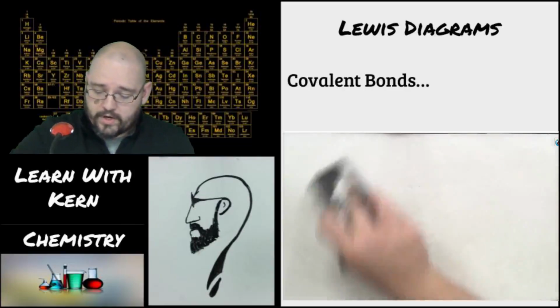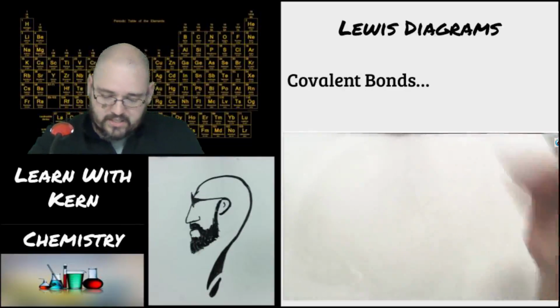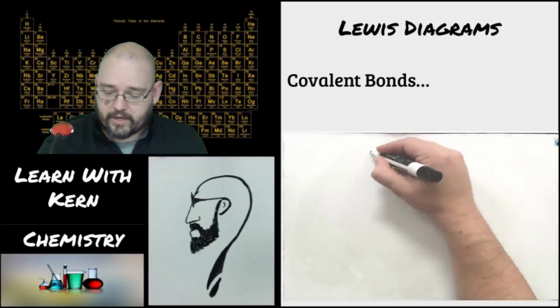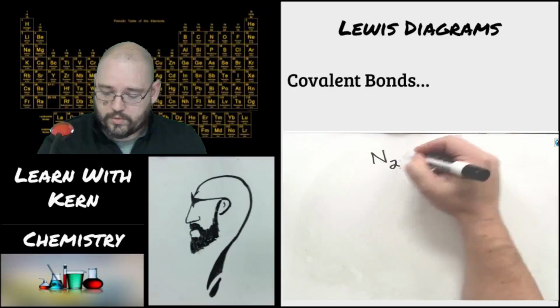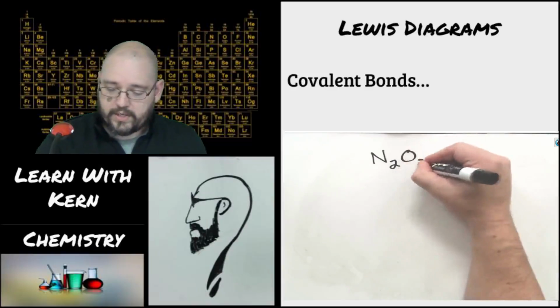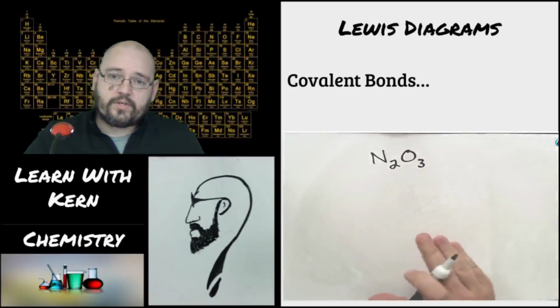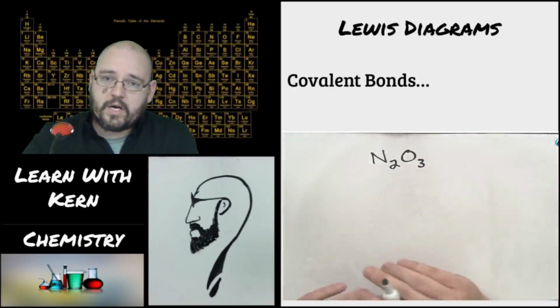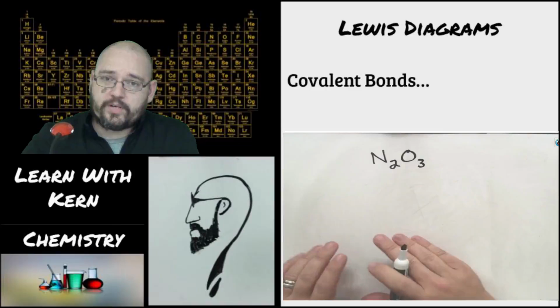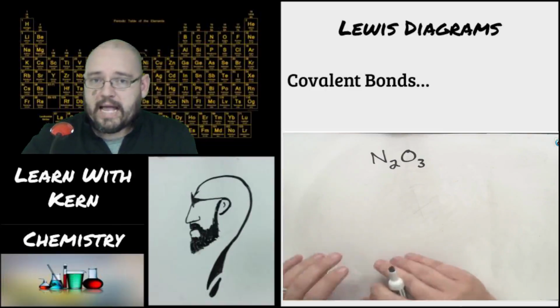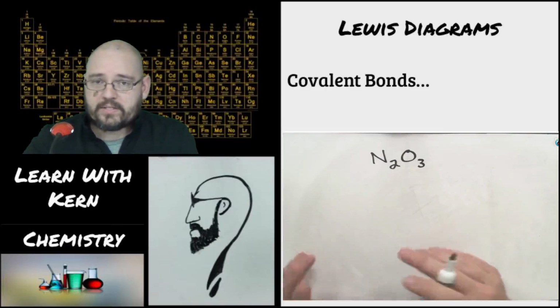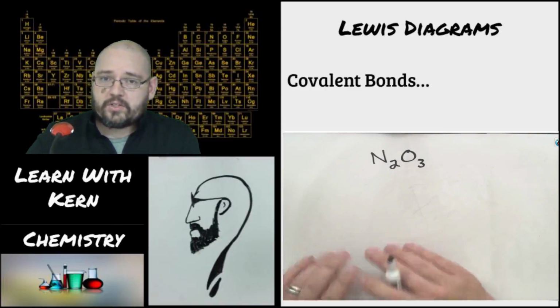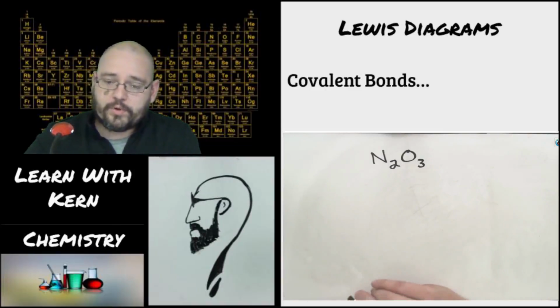Let's do one more, slightly more complicated. All right. I have N2O3. Now I'm going to do this using the rules and the steps that I've shown you. It's not 100% accurate with the way the chemical actually forms, but for a basic chemistry class, this is a good enough understanding for what we're doing.